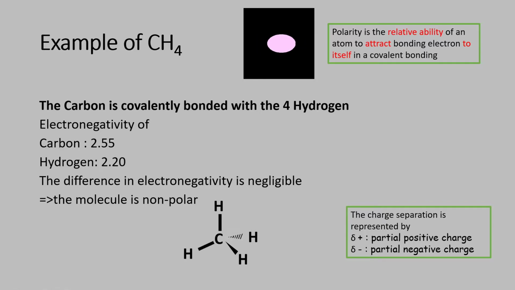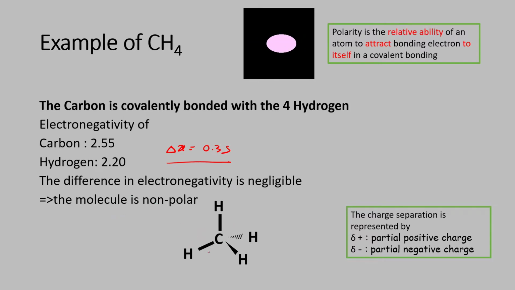Let's see CH4, methane. When considering this, if you look, carbon is 2.55 while hydrogen is 2.2. So the electronegativity difference is around 0.25. We discussed earlier that it is very low. So the electronegativity difference is negligible. So the molecule is non-polar.